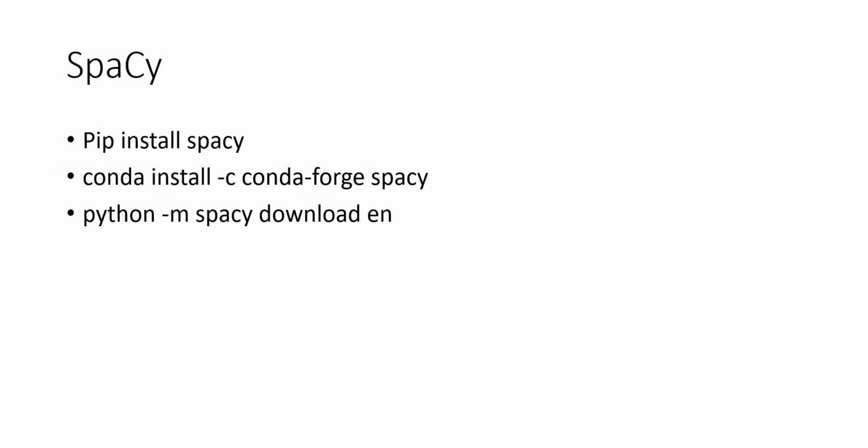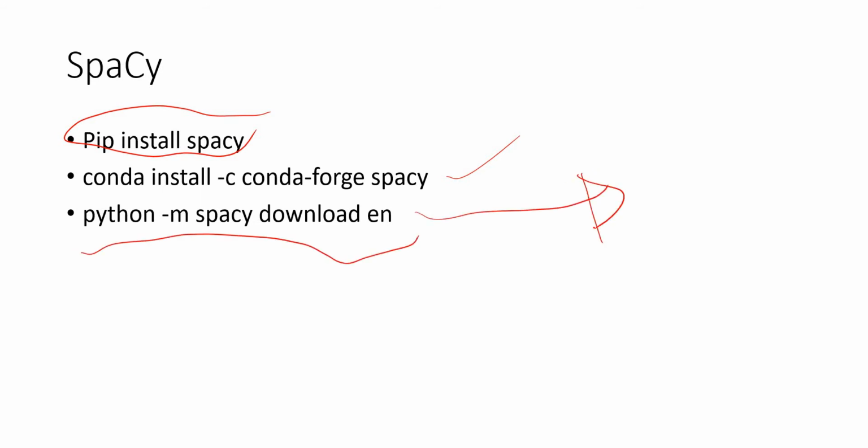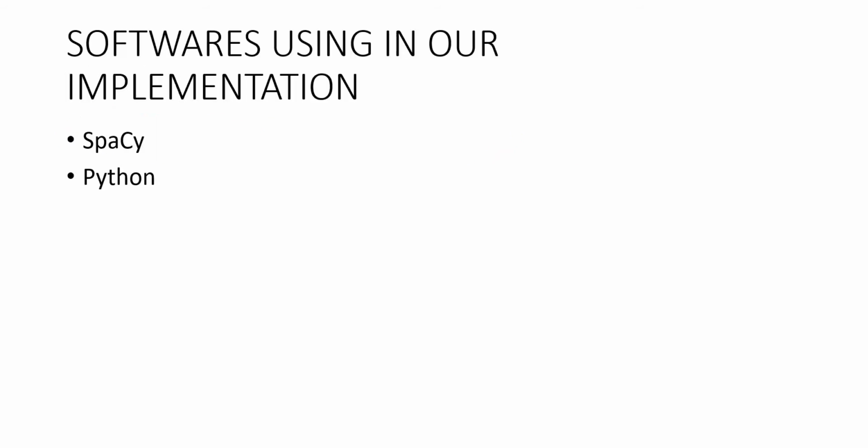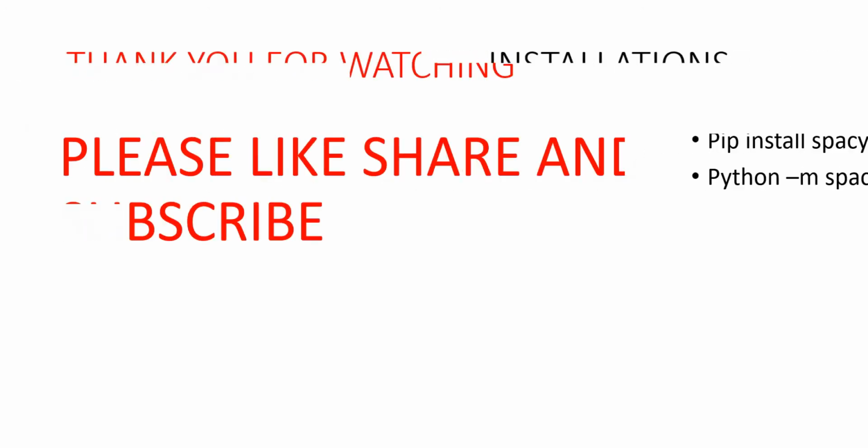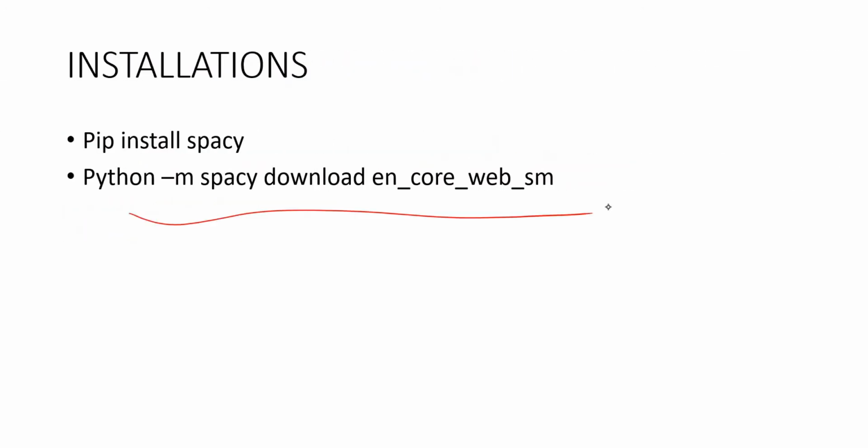You see, pip install spacy will work to install that. Conda install, if you are using Anaconda, you can use this command, python -m spacy download. This command will download all the necessary libraries from SpaCy. These are simple commands you can execute. The software I am using in our implementation is SpaCy and Python. Installation, as I discussed, is pip install spacy and Python. This command will work fine. That's all. I am getting into the implementation part now.